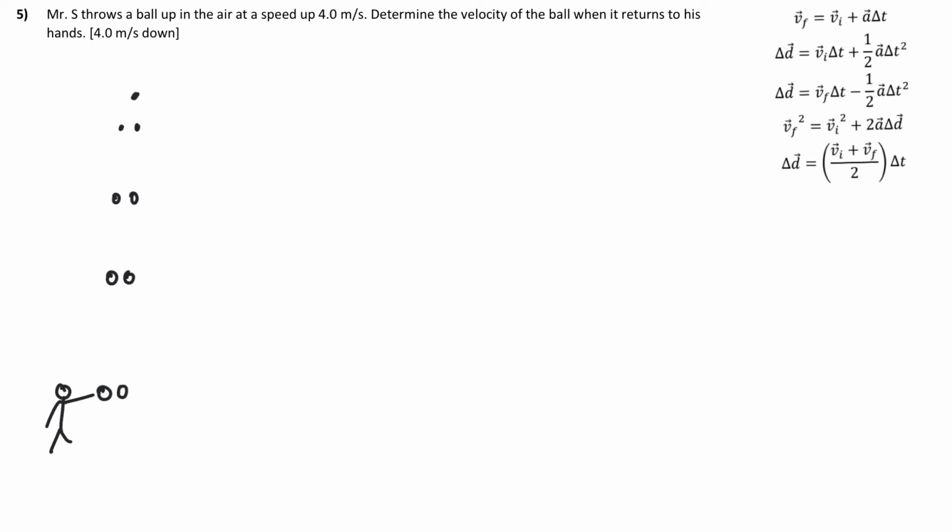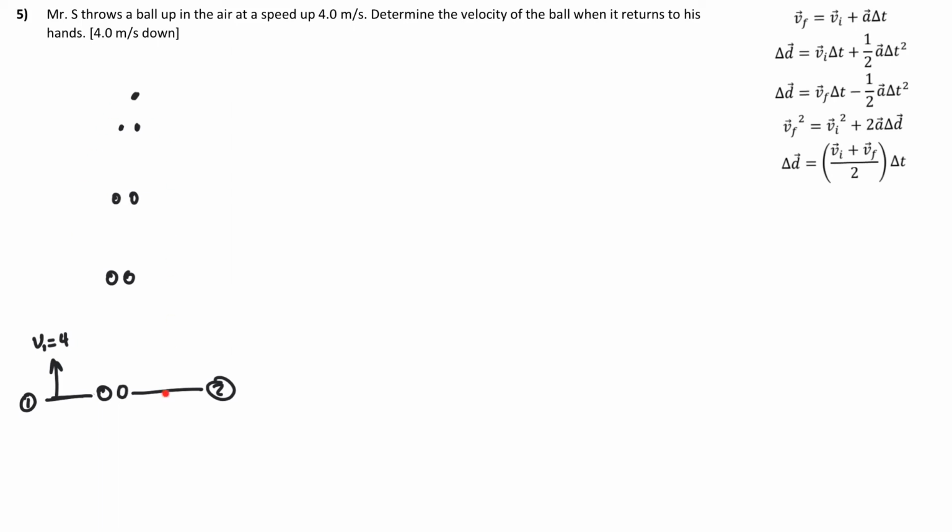So I'm going to actually erase Mr. Shateri for a second just to make this a little bit easier to draw with. So here, we got our stage 1 and we got our stage 2. In stage 1, the ball is going up. It's going to have an initial velocity of 4 meters per second in the upward direction that's given to us in the question.